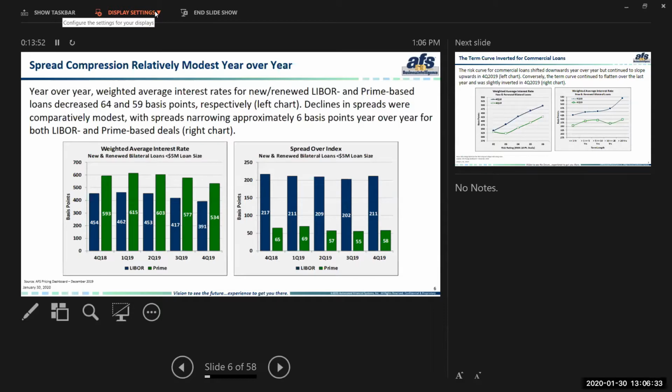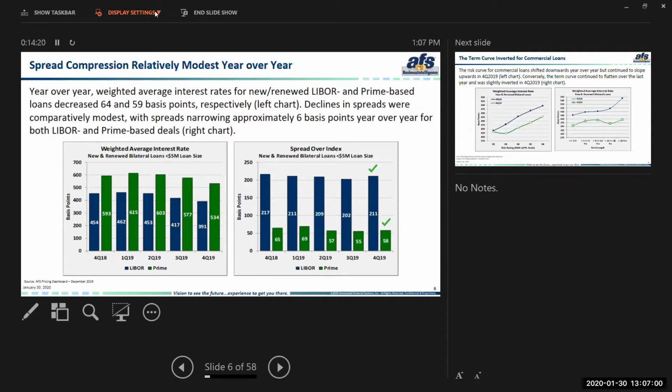Last quarter, we reported that spreads on both LIBOR and prime-based loans were down year over year. Thankfully, year-over-year changes were not as deep in 4Q. As illustrated by the chart on the right, spreads on LIBOR and prime deals were both down approximately 6 basis points year over year in December, a relatively modest change compared with the double-digit declines posted last quarter.